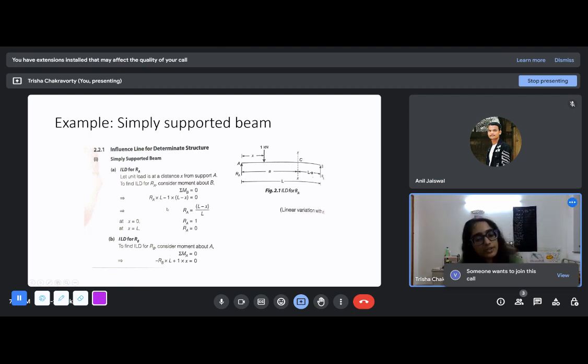And you can also visualize it. For example, when x equal to 0, the unit load is at this point. So if the 1 kilonewton was applied at the left support, then RA will be 1 and RB will be 0. Then the entire load will be taken by this support alone. That is why when x is 0, that is when the unit load is applied at this point of support, RA will be 1. And when it is applied at the hinge support at B, reaction A will be 0. It will not take any reaction. The entire reaction will be given by B alone.